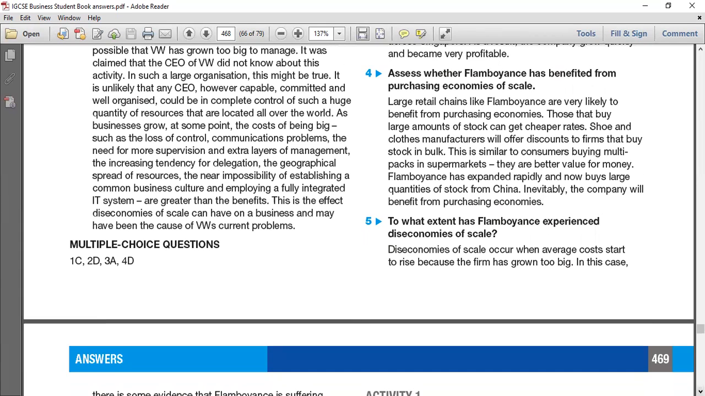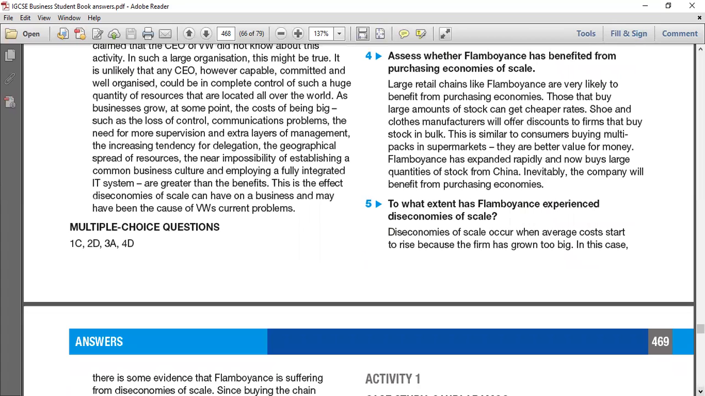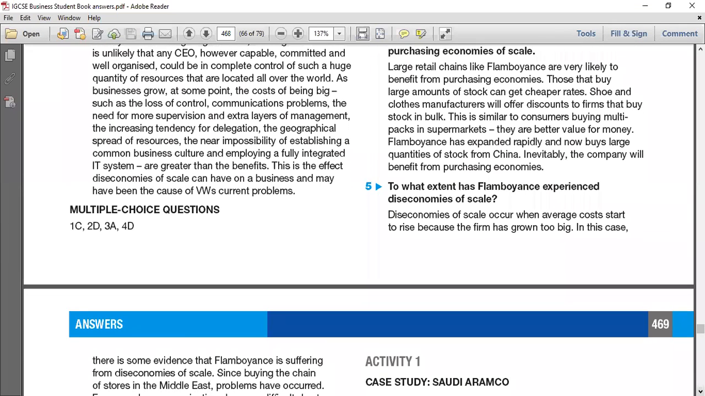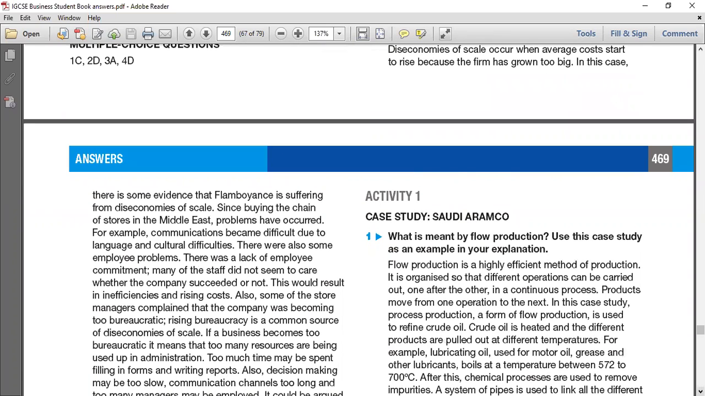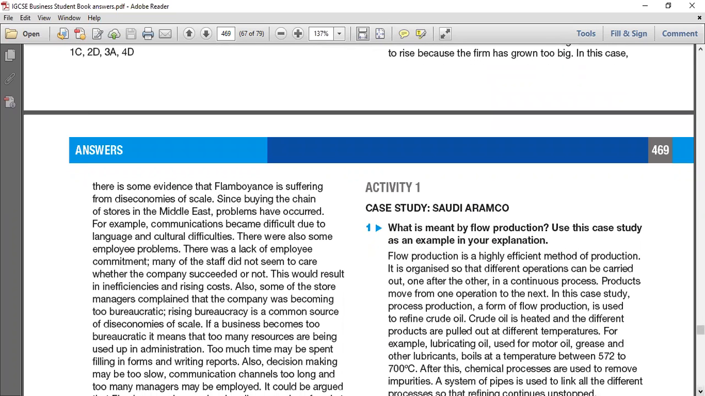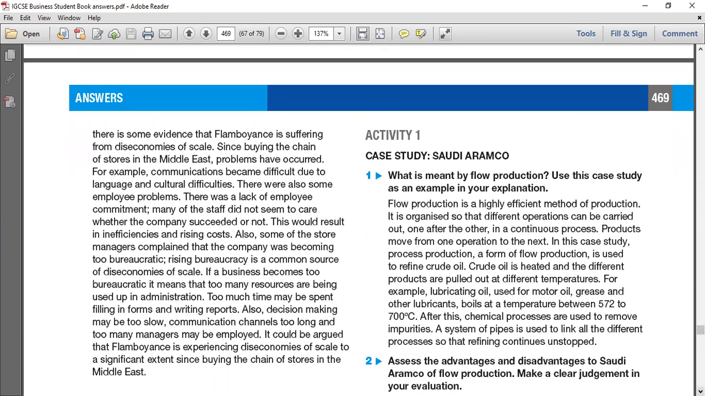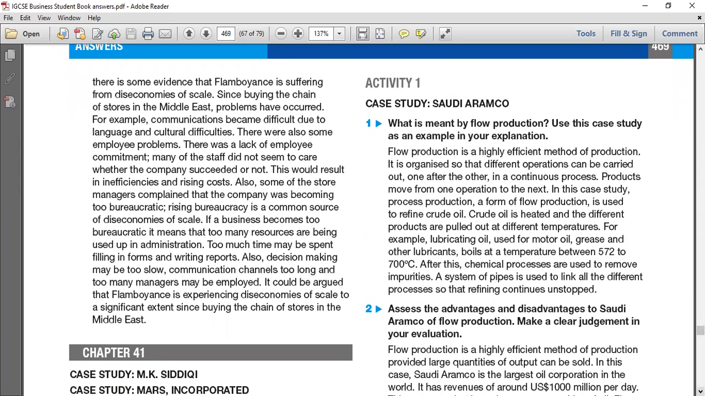Diseconomies of scale occur when average costs start to rise because the firm has grown too big. Look at the application. In this case, there is some evidence that Flamboyance is suffering from diseconomies of scale. Since buying the chain of stores in the Middle East, problems have occurred. For example, communications became difficult due to language and cultural difficulties. There were also some employee problems. There was a lack of employee commitment. Many of the staff did not seem to care whether the company succeeded or not.